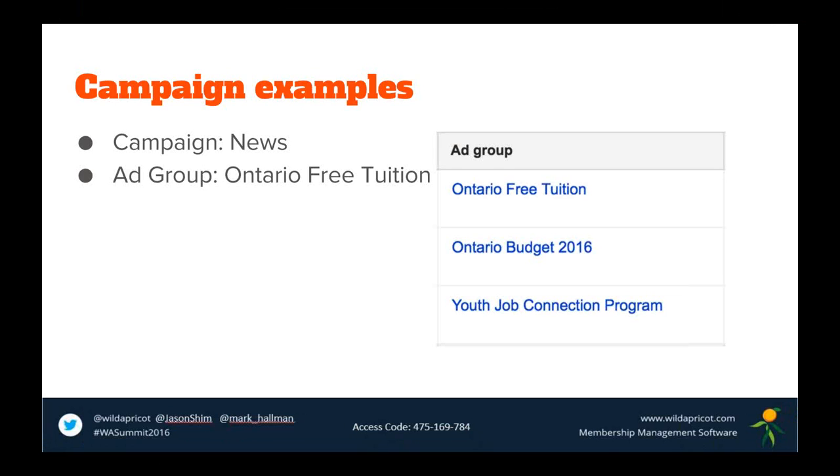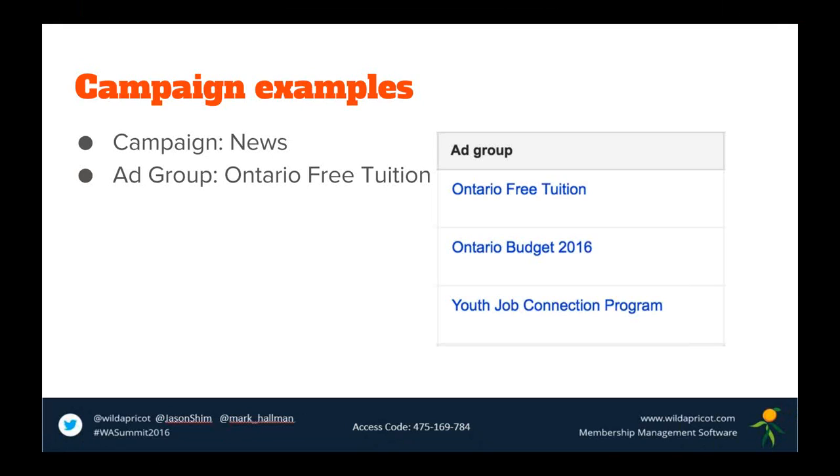So some recent news in Ontario was that our provincial government had announced that they were going to provide tuition for families with low income, that they would have it covered. One of the things is that our organization had made a recommendation that formed part of that announcement, and we want to make sure that anyone who was Googling for it would find out more information through our website. So what we did was create a campaign called News.